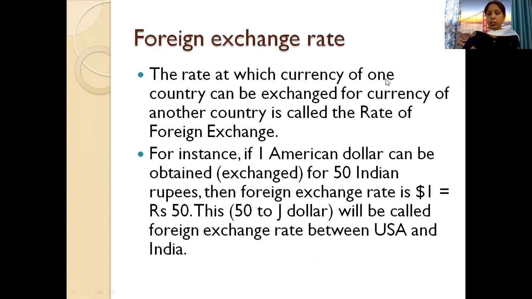The rate at which currency of one country can be exchanged for currency of another country is called rate of foreign exchange. For example, one American dollar can be obtained for 50 Indian rupees. Then foreign exchange rate will be $1 equals 50 rupees. This means how many rupees do we have to sacrifice to get one dollar? 50 rupees. So which has more value, purchasing power, rupee or the dollar? It is the dollar, because $1 has the capability to purchase goods or services valued at 50 rupees. This 50 to $1 will be called foreign exchange rate between USA and India.